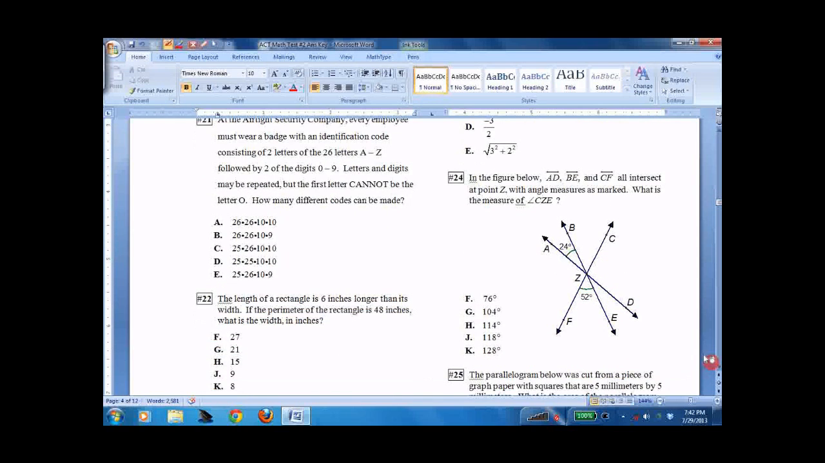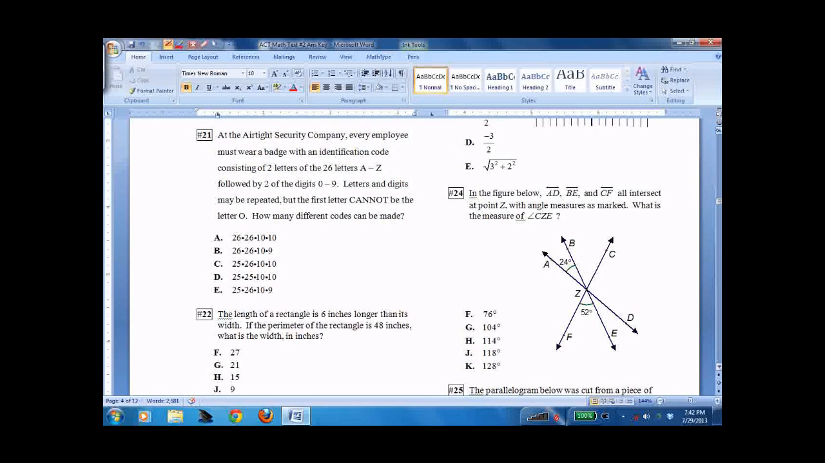At the airtight security company, you get a badge. It's got 2 letters, 2 numbers. First one can't be O, so how many different codes can be made? Well, when you do probability for things like this, phone numbers, things like that, you just multiply up all the choices for each spot. So you've got 2 letters. You have 25 choices for the first letter because you can't have the letter O. Second one, you can have whatever you want, 26.